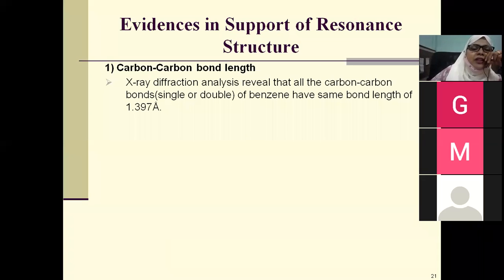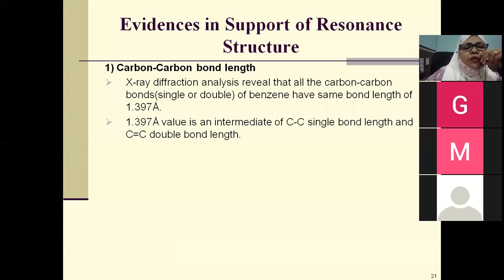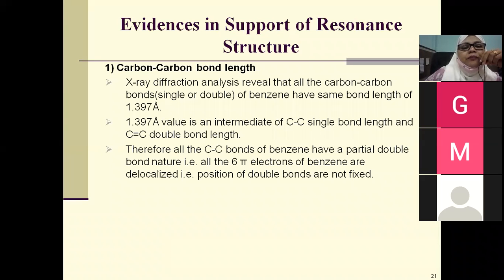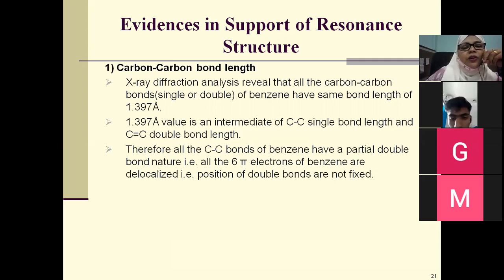Okay, so this X-ray diffraction shows the same bond length of 1.39 angstrom. They are not different. And therefore all the carbon-carbon bonds of benzene have a partial double bond nature, which you showed in the hybrid with the dotted line, partial double bonds on all the carbon atoms.